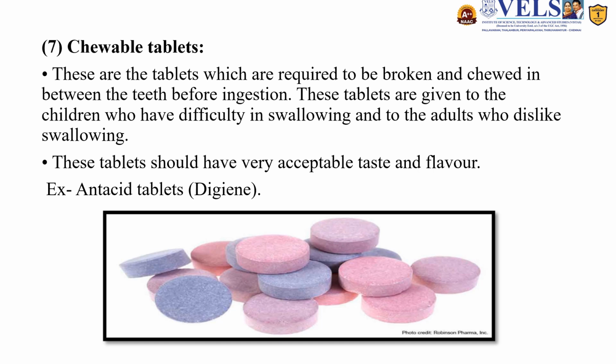Chewable tablets. These are the tablets which are required to be broken and chewed in between the teeth before ingestion. These tablets are given to children who have difficulty in swallowing and to adults who dislike swallowing. Examples are antacid tablets like Digene, Gelusil, etc.